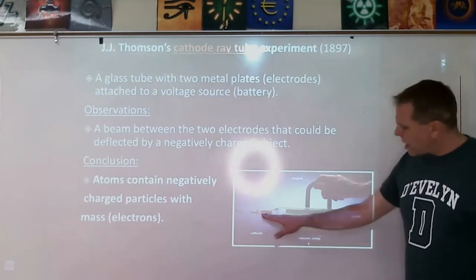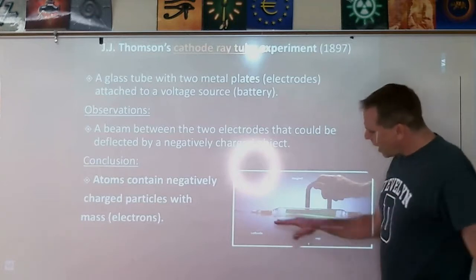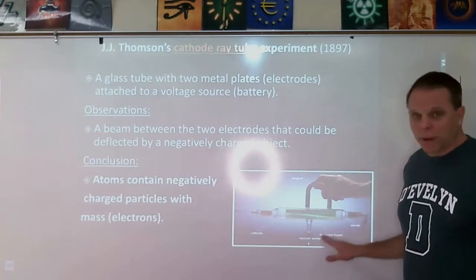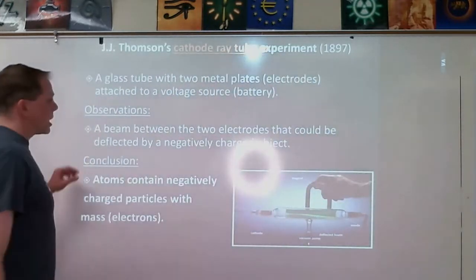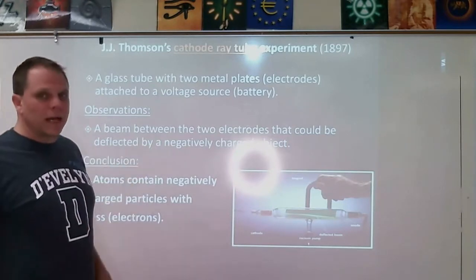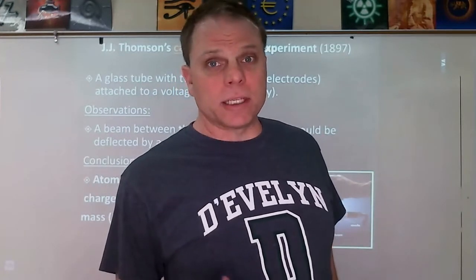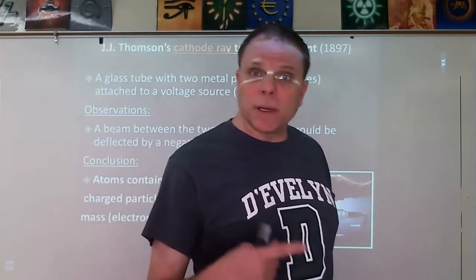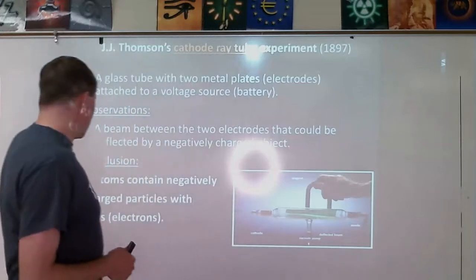You can see that we basically just have two electrical terminals, and you can see that in this case there's a green ray, and it's actually dipping downward. Okay, so glass tube, two metal plates or electrodes attached to a voltage source. The beam between the two electrodes was deflected by a negatively charged object and/or a magnet. Okay, so this beam was being deflected by something negative and/or a magnet. It could also be attracted to a positive charged object.